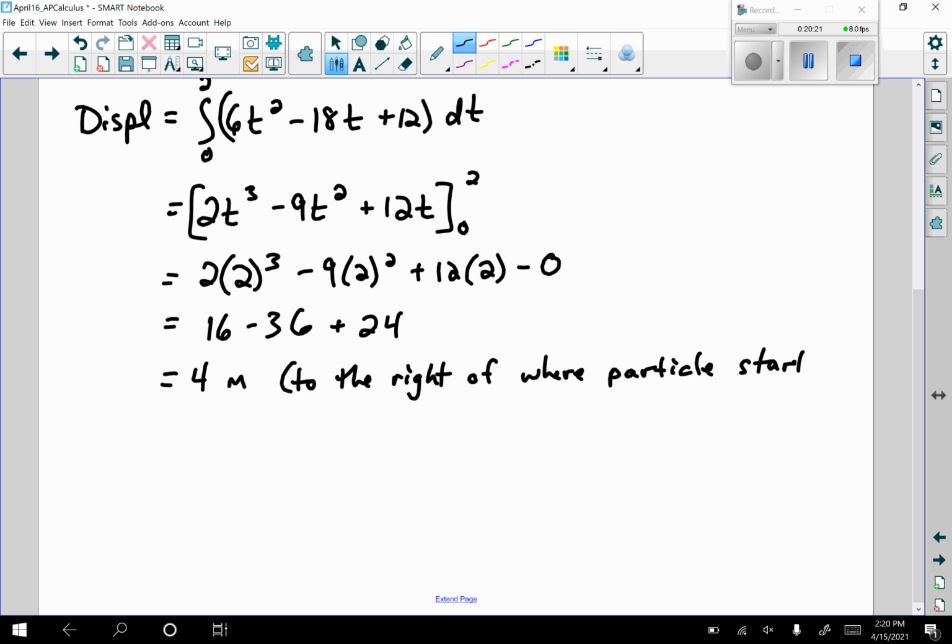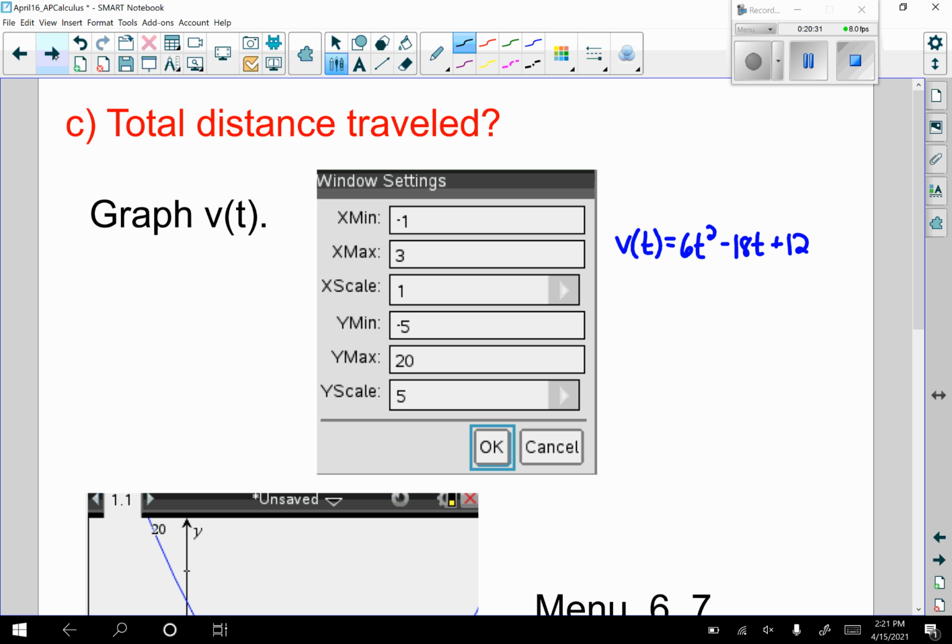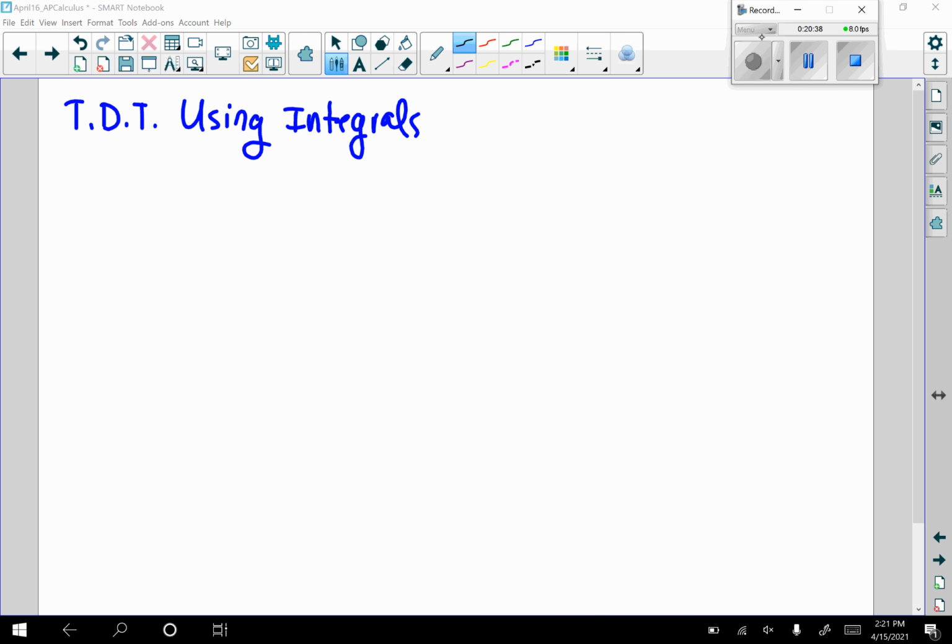There's actually a part C here to find the total distance traveled by the particle. So again, we know this is just like total area. So we could do this graphically. I'll come back to this. So the total distance traveled using integrals. Let's go back. We know when it changed direction. So we know our particle changed direction at 1, and then it stopped at 2. So we're good with that. We don't have to worry about that part.